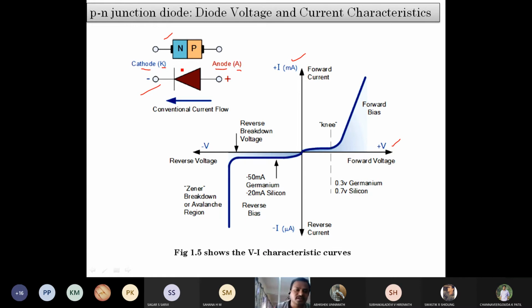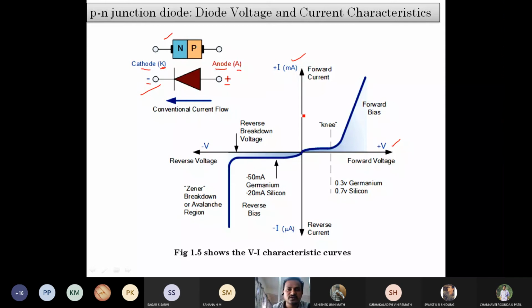In PCB designing, to show which component is placed where and which terminals are used, for labeling we are going to use these alphabets. Sometimes it is AK. Generally we represent plus and minus of the diode terminal. So here we can observe the x-axis is the voltage across the diode and the y-axis is representing the current through the diode.